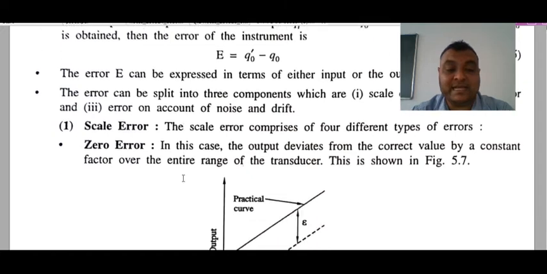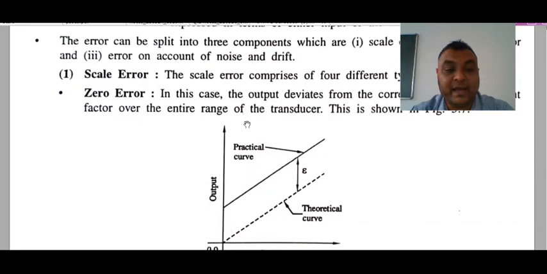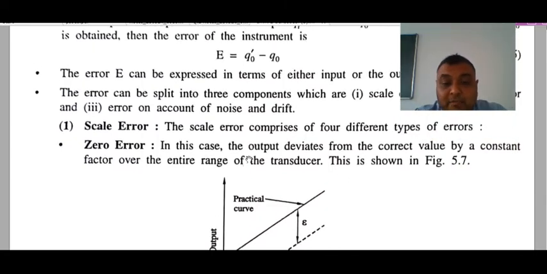That is, scale error is given over here. What is the scale error? The scale error comprises four different types of errors. That is zero error. In this case the output deviates from the correct value by a constant factor over the entire range of the transducer.